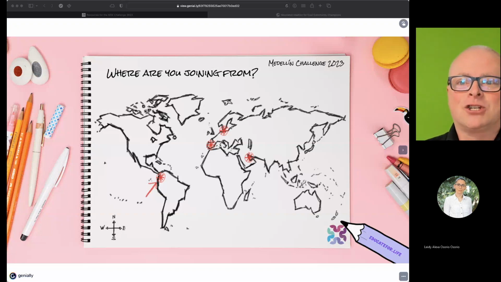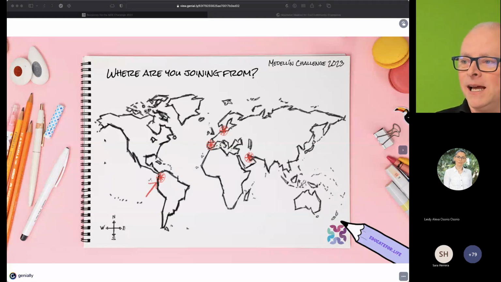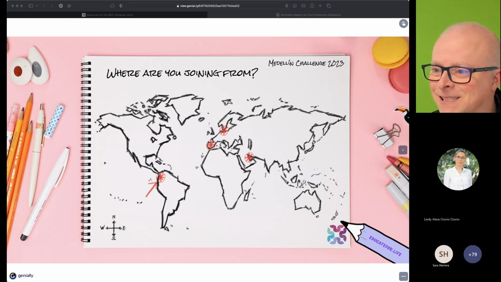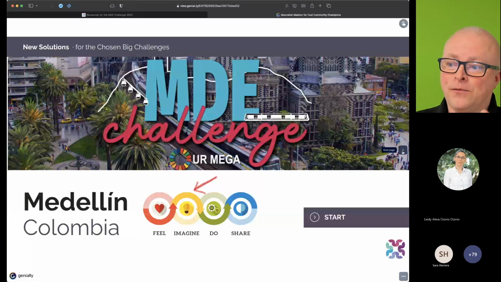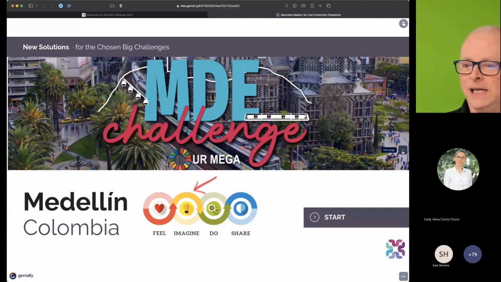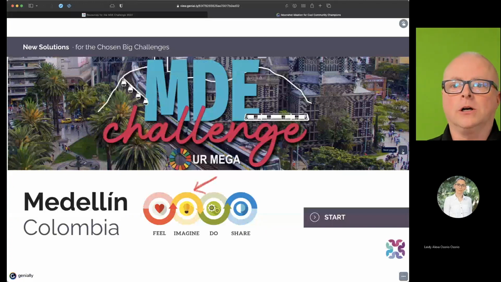Okay, so you have already, in your earlier stage, I need to get my mouse to work now. I'm not sure why this is. Here we are. It's working now. There we go. So you have completed the first of the four stages in the FITS methodology that we're using. Feel. That's what you have done already. So you have chosen a challenge that you want to work on solving in this challenge, right? You work in groups and you know the challenge you're working on.